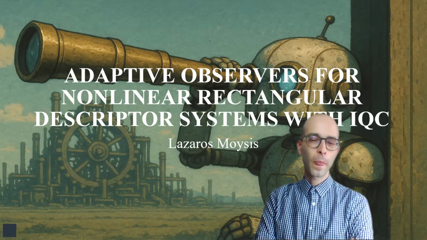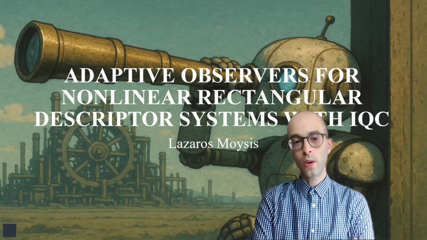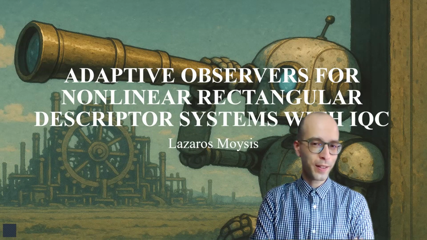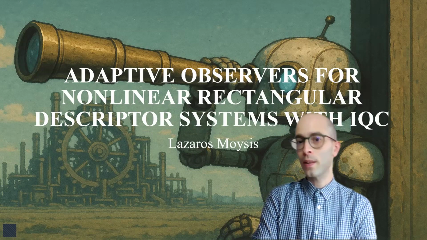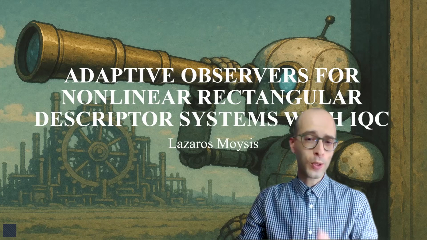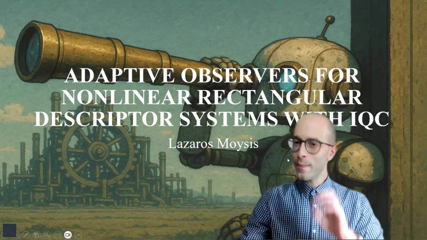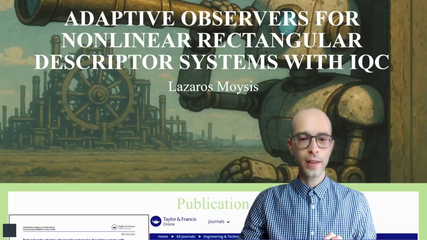Greetings, everybody. So in this video, we are taking a break from chaos and we are talking about observers. So adaptive observers, okay, I'm going to explain what this is, for nonlinear rectangular descriptor systems with IQC, which means incremental quadratic constraints. Big title, I'm going to explain everything little by little. Let's not be in a rush.